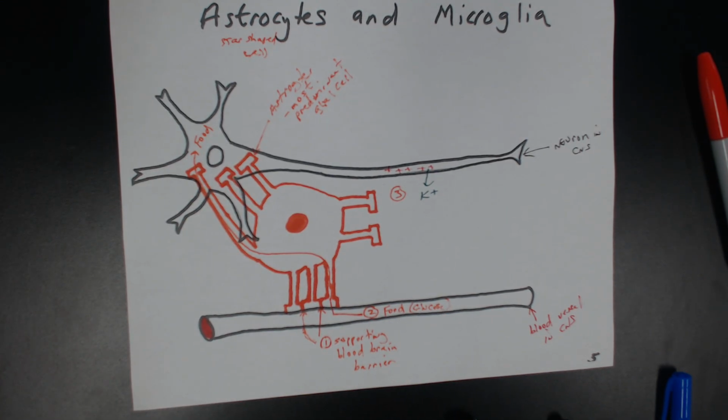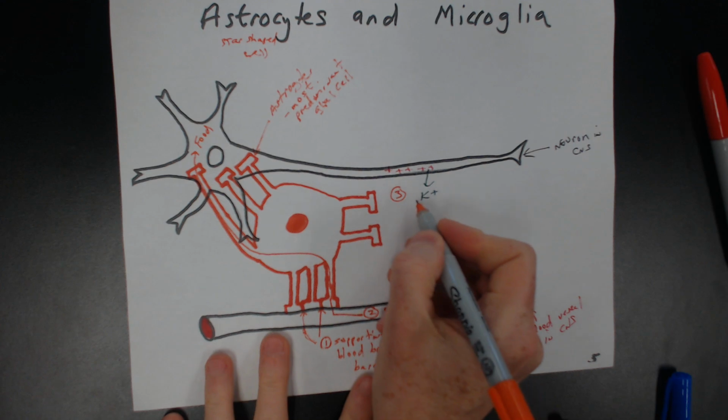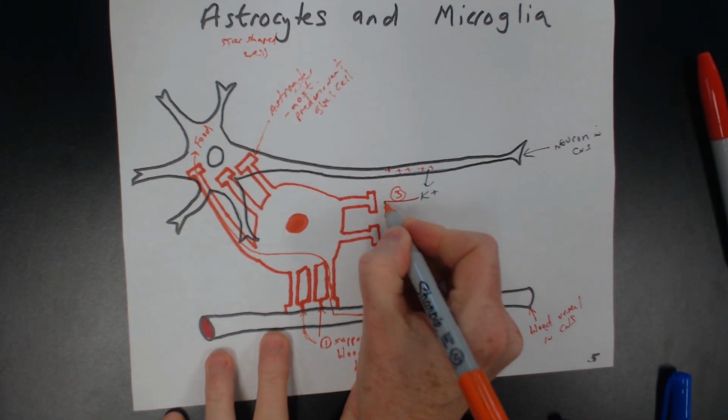So what's going to happen is the astrocytes are going to be involved in the uptake of that extracellular potassium.